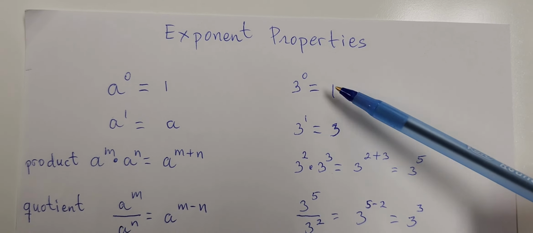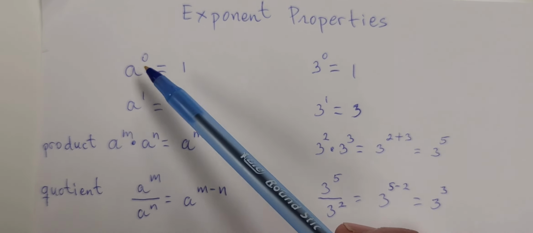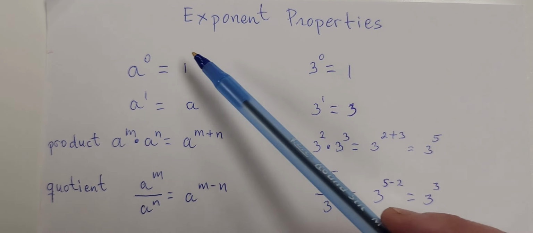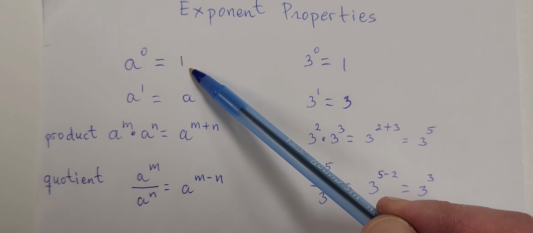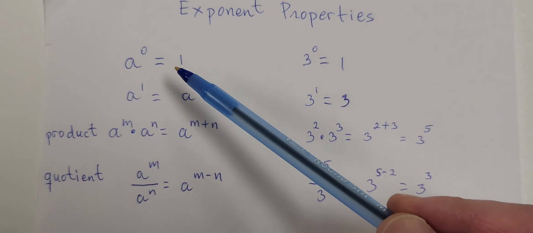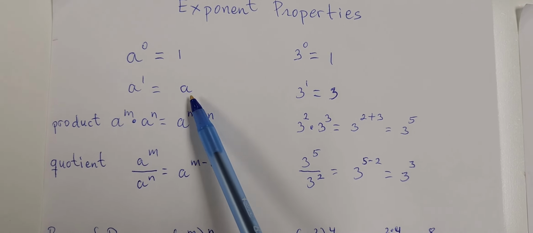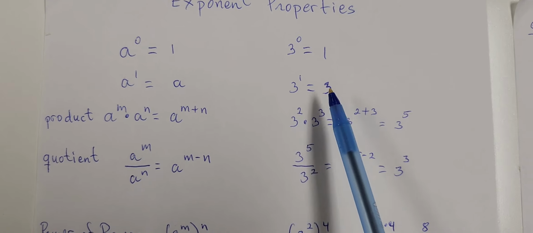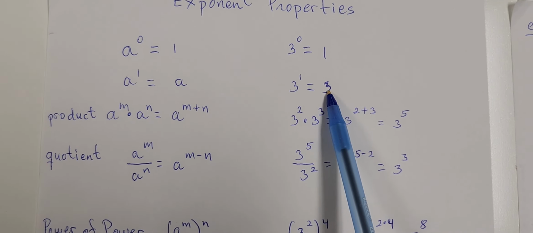Here is an example. 3 to the 0 is 1. Be very careful. Zero power is not 0. Zero power is 1. Okay, so be very careful of that. Next property, to the first power comes back to itself. So the example, 3 to the first power is 3.